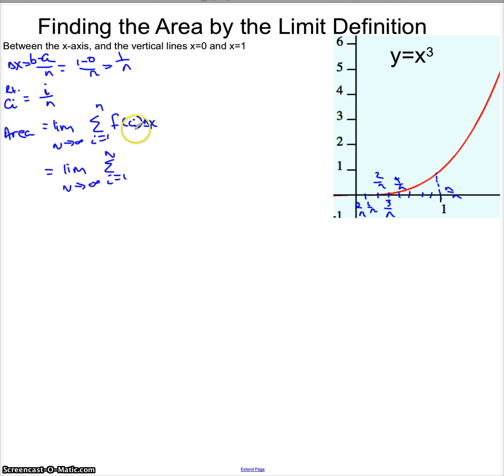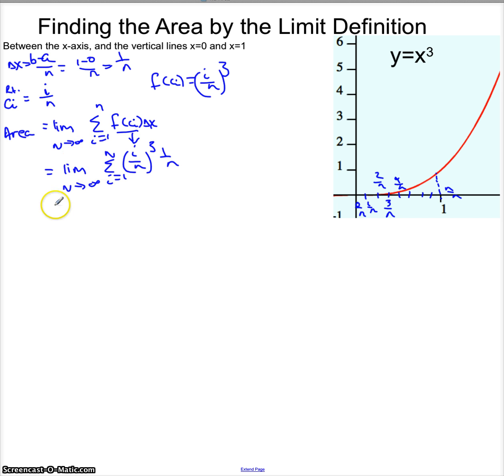Now, what is f of c sub i? Everywhere I have an x in my function, I'm going to put c sub i. So this is going to be i over n cubed. Now, if you need to do it up here, that's fine. You can just put it down here as long as you don't get yourself confused. So this is i divided by n cubed. And then delta x is 1 over n.